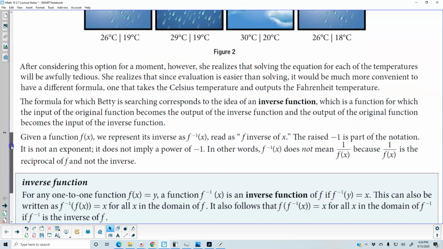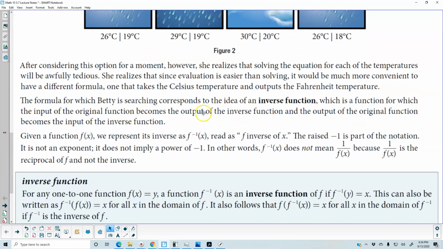Now, the formula for which Betty is searching corresponds to the idea of an inverse function, which is a function for which the input of the original function becomes the output of the inverse function, and the output of the original function becomes the input of the inverse function.